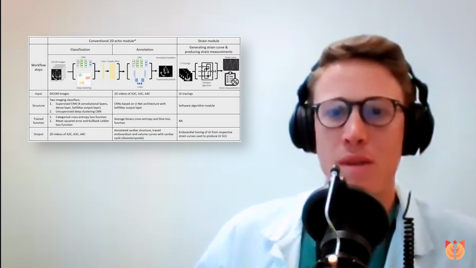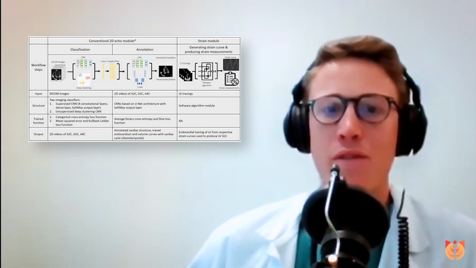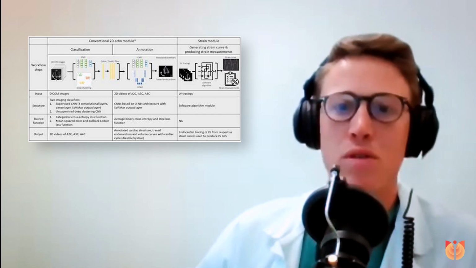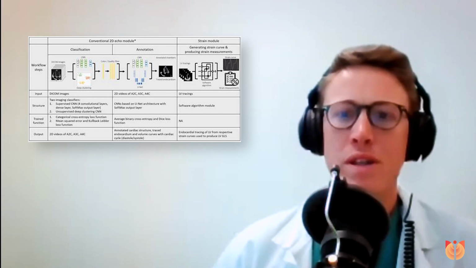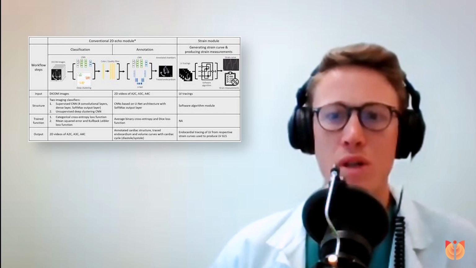The method we used in this study was a deep learning-based workflow that consists of 2 modules. First, the conventional 2D echo module, and second, the strain module. The deep learning-based algorithm identified 2D video clips as apical 4-chamber view, apical 2-chamber view, or apical 3-chamber view in an internal dataset and validated GLS externally in these 3 cohorts.